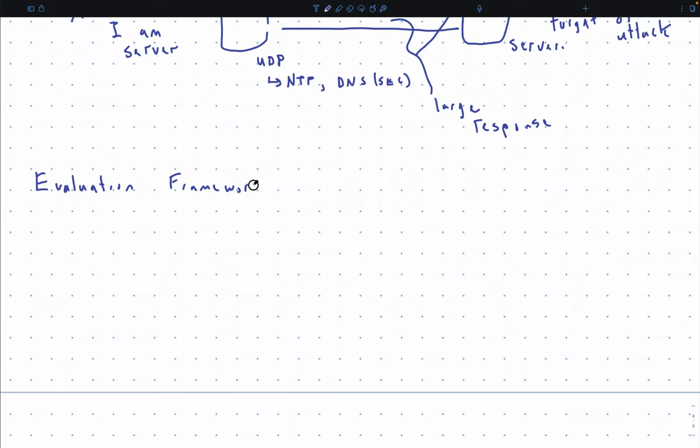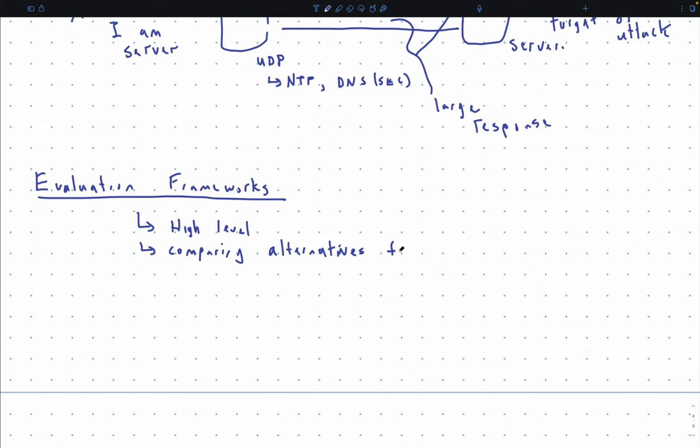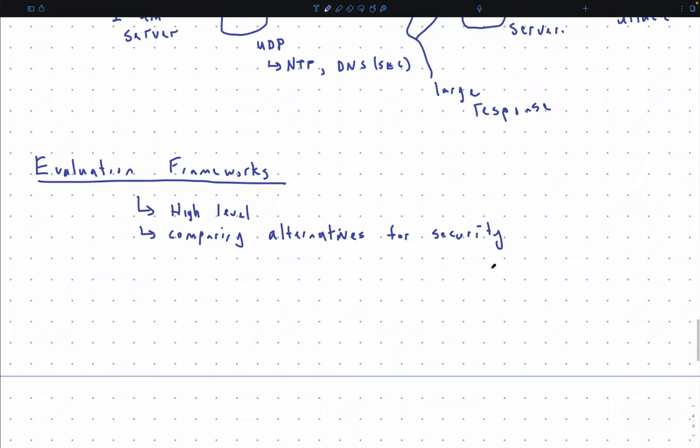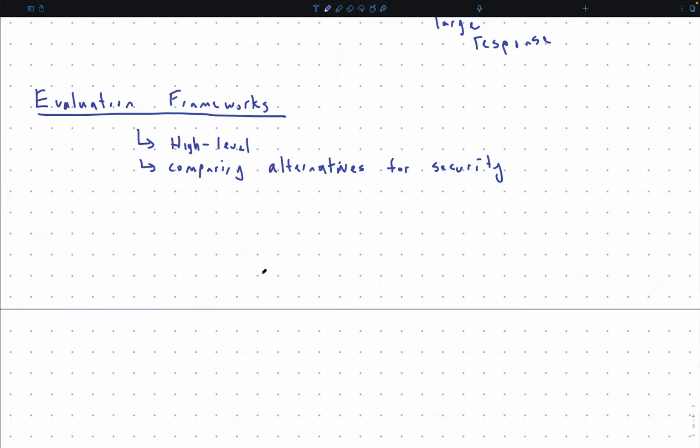So once again, this is super high level. This is about comparing alternatives, I'll say for security. Some sort of security product, tool, whatever it is. It might be software. It might be a way of doing things, a protocol. It could be lots of different things. That's what makes it high level. But anyway, there's 10 different ways of doing it, and you want to say which one's best. That's basically an evaluation framework.